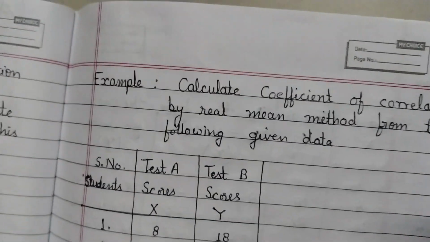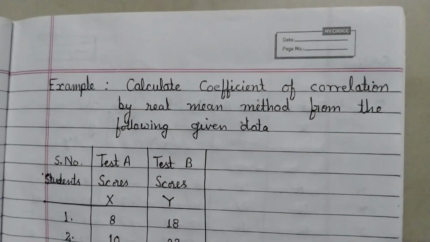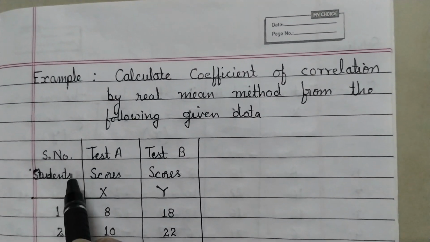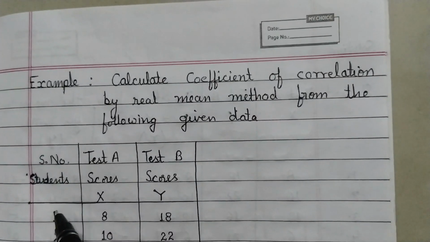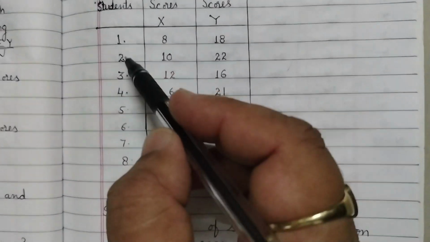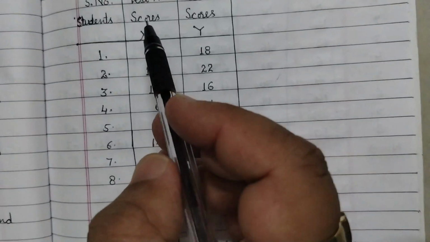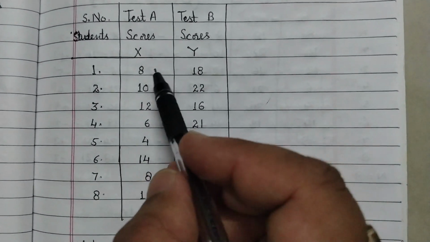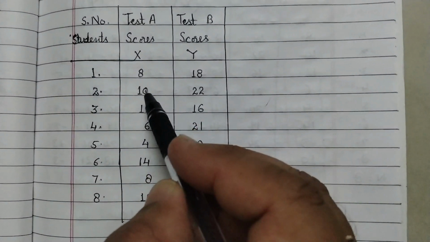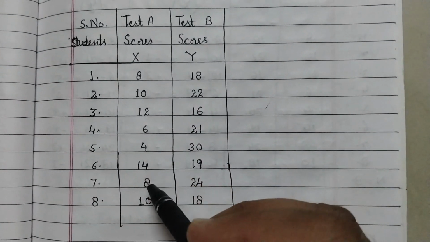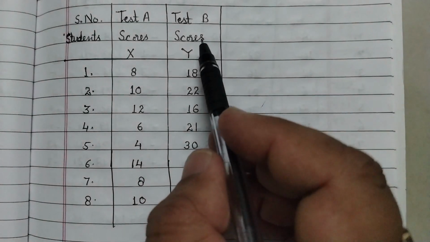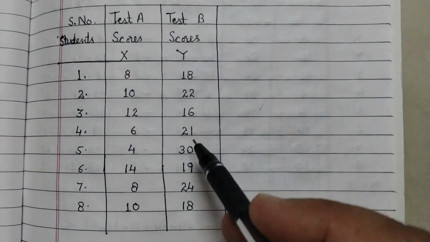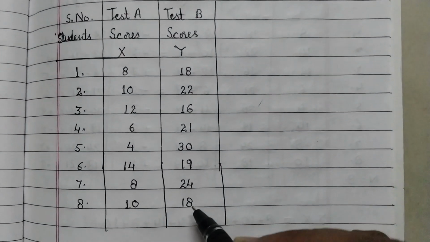Calculate the coefficient of correlation by real mean method from the following data. Serial number: there are 8 students, numbered 1, 2, 3, 4, 5, 6, 7, 8. Test A, let it be any subject, score X: 8, 10, 12, 6, 4, 14, 8, 10. Test B, scores represented as score Y: 18, 22, 16, 21, 30, 19, 24, 18.